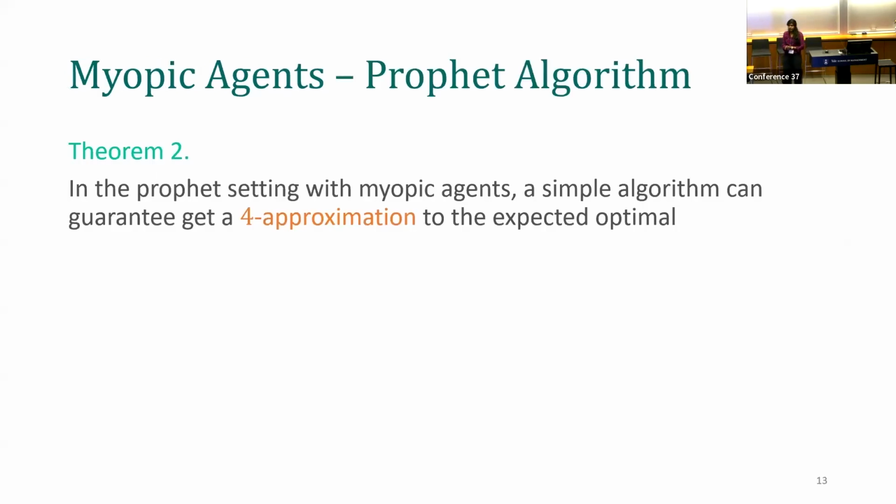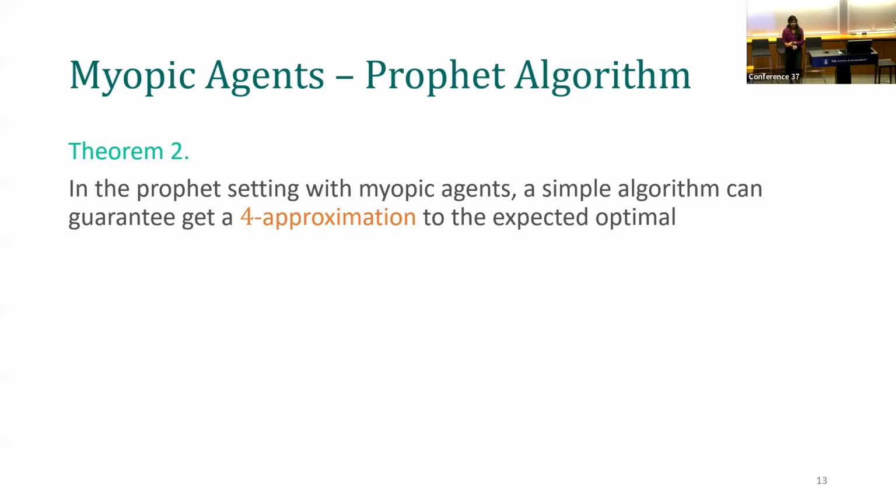Any questions about the model so far? Is there any extra randomness in the evaluation besides the randomness in the signals? No, so we are fixing the values. Values are not coming from any sort of prior. I'm assuming some known instance where the valuation functions are fixed.